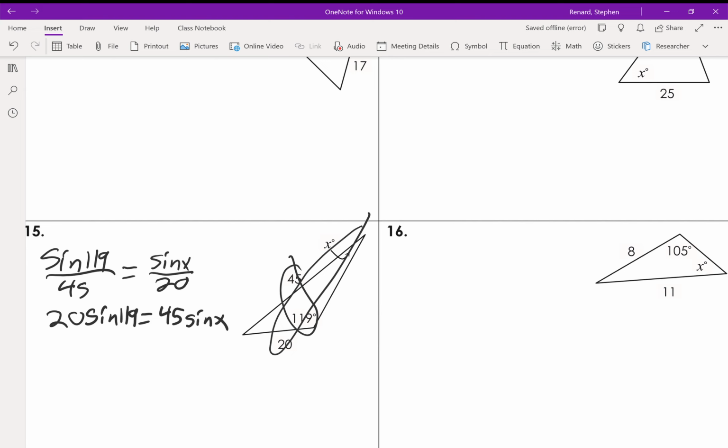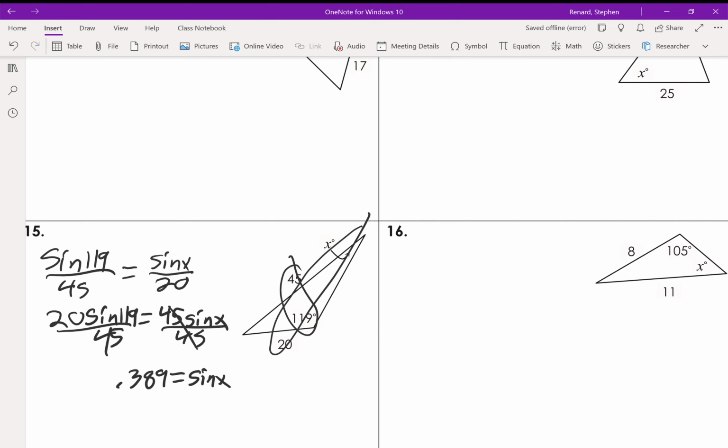So I'm going to show you a slightly different way to do this one. Now I'm going to do it twice. So I'm going to do 45 here, and then I would go 20 times the sine of 119 divided by 45, and I end up with 0.389 equals the sine of x.